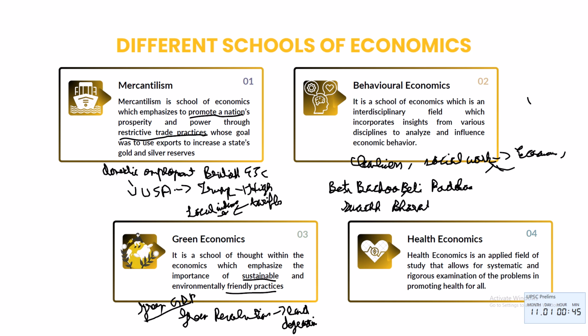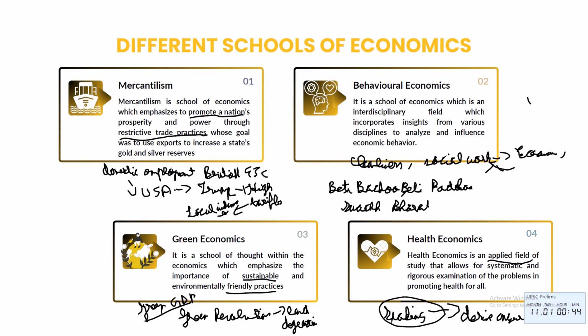Moving on to health economics. It's an applied field of study that allows for systematic and rigorous examination of the problems in promoting health for all, like health indicators, preventive and curative measures, budgetary allocation for health, medical research and education. See, health economists here study the healthcare system and those behaviors that affect health, like smoking. They study the smoking habits of the people, the economics of the people, and derive the answer out of it. So these are the different schools of economics.